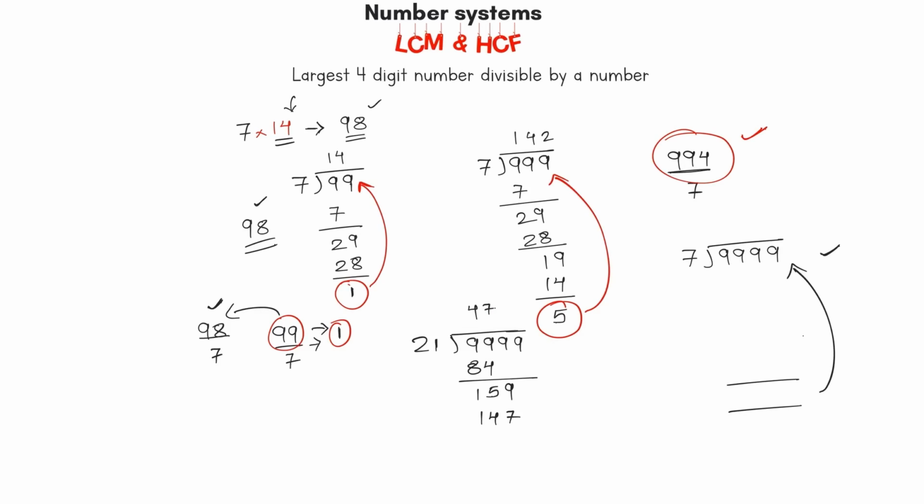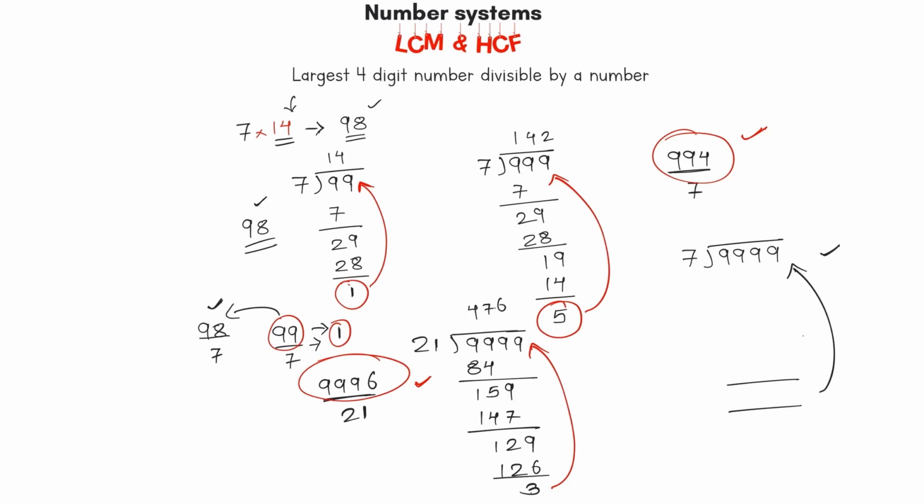147. What you are left with is 12 and 129. Then 21 6s are 126. What is the remainder here? 3, which means if you subtract 3 from 9999, you will get 9996. That will be exactly divisible by 21, which means this becomes the largest 4-digit number that is exactly divisible by 21. And that's how simple the concept here is.